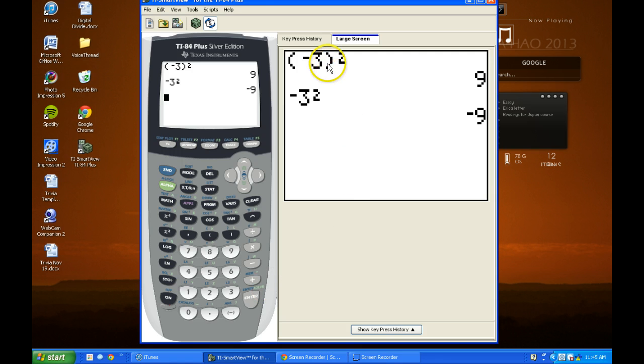The key difference is the parentheses. For this problem, the parentheses tell us that the base is -3. For this problem, 3 is the base. 3 is what's being squared, and after you're squaring, you're making it negative. So typing what you see exactly as you see it into the calculator will guarantee that you get more accurate results.